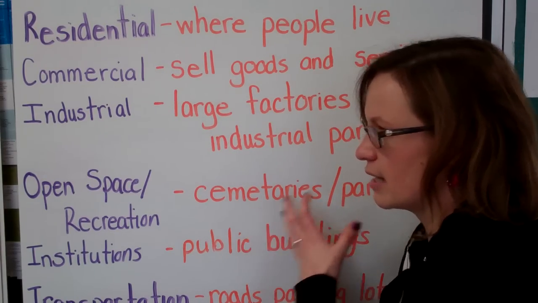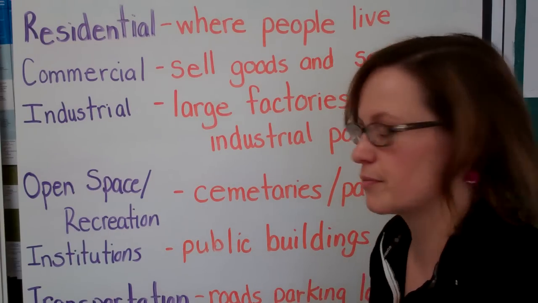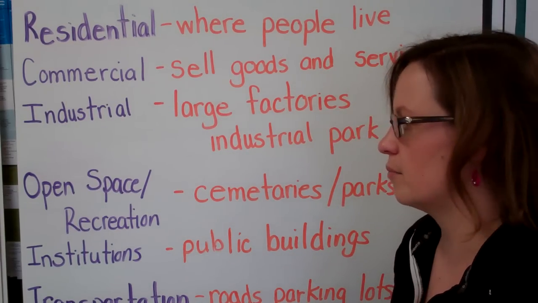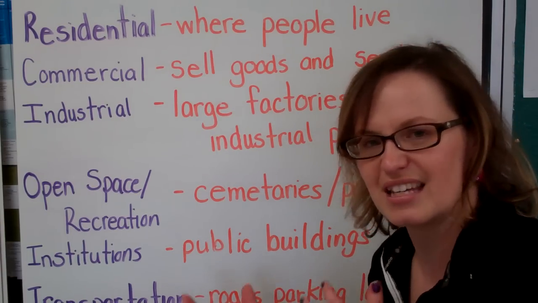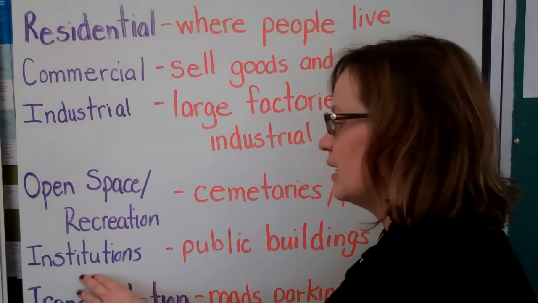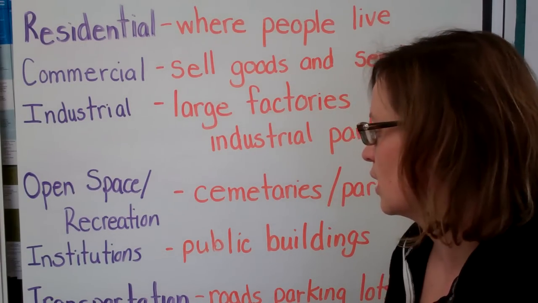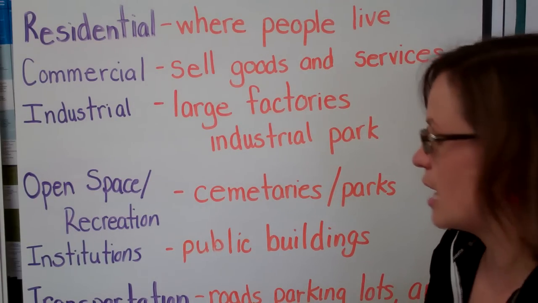Now cemeteries take up a huge space and they have very limited use. Parks, again, it's a big area and it's a public space and it's where we find that balance between sort of the urban, the city, and the environment. Institutions, these are public buildings like schools, hospitals, government offices, and they take up 10%.